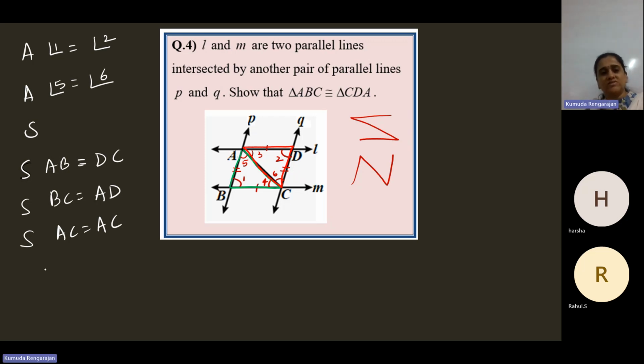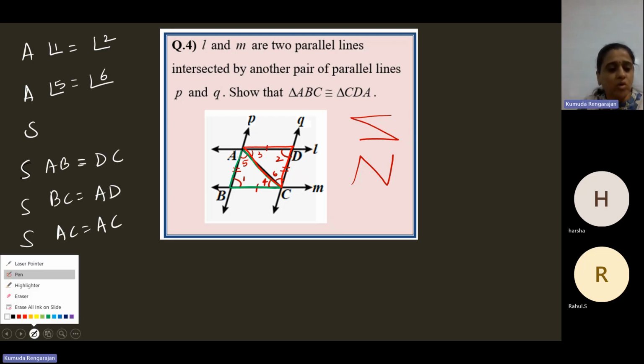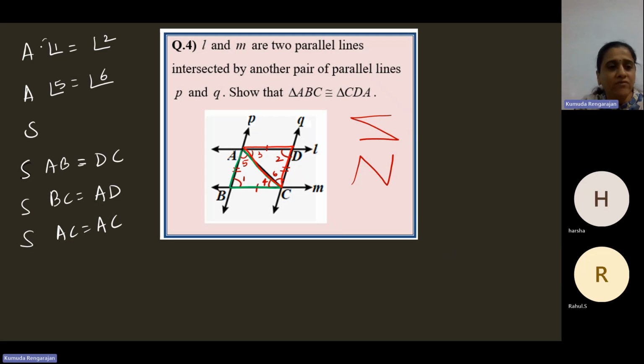Now, which is the side included by 1 and 5? AB. Don't write about AB. Write about anybody else, but don't write AB. Then only it will be AAS. Two angles and some other side. Because angle 1 and angle 5, they include AB. Don't write about AB. Write about anybody else. So that means you can write AC is equal to AC.